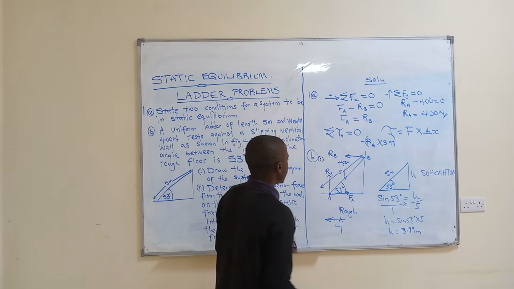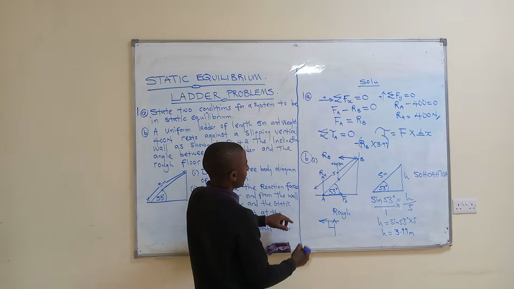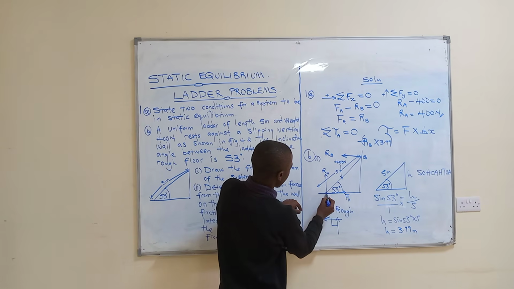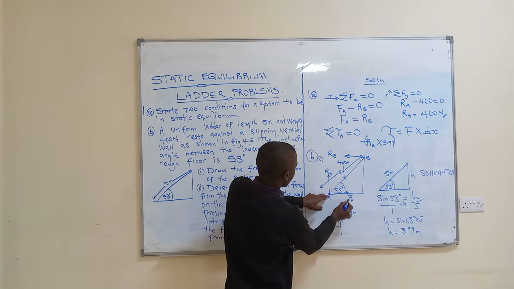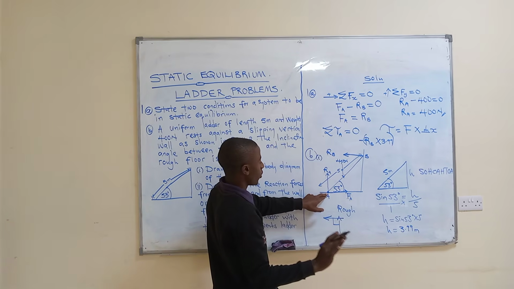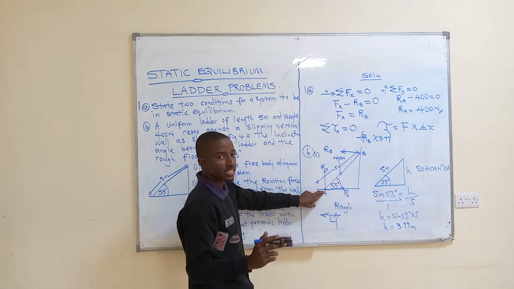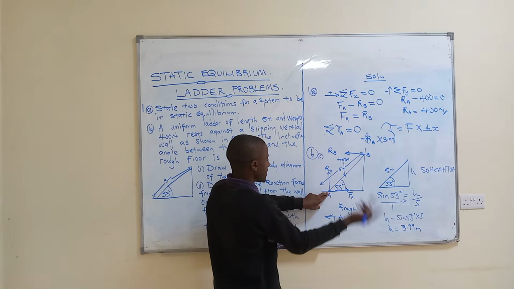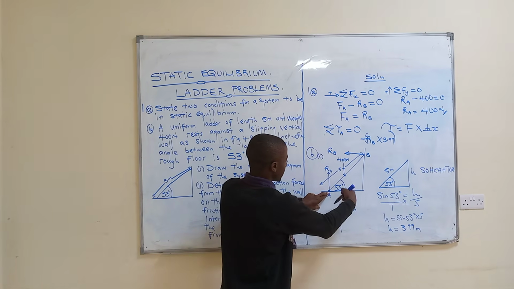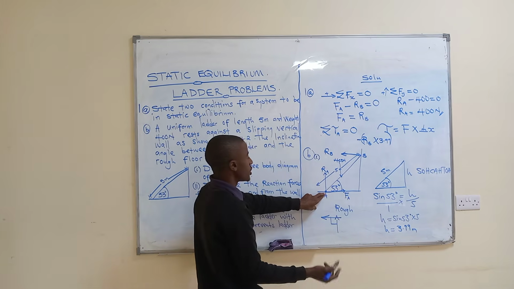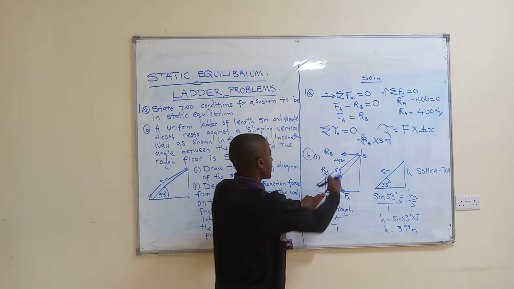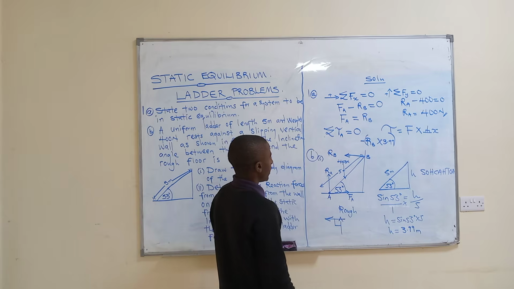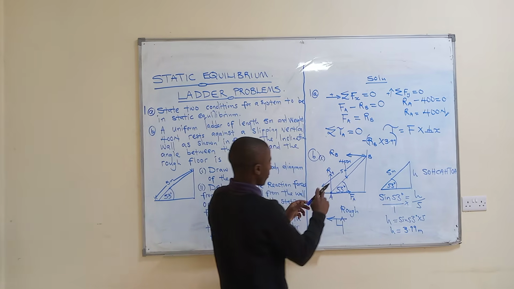Apart from that, I'm also having this force. Bear in mind that if you choose this point to be a pivot, this force and that force are going to cancel. Why? Because they are going to be multiplied by the distance, which is 0. So 0 times the reaction force at A is 0. So the only forces that I'm going to consider are the weight force and the reaction force at B.